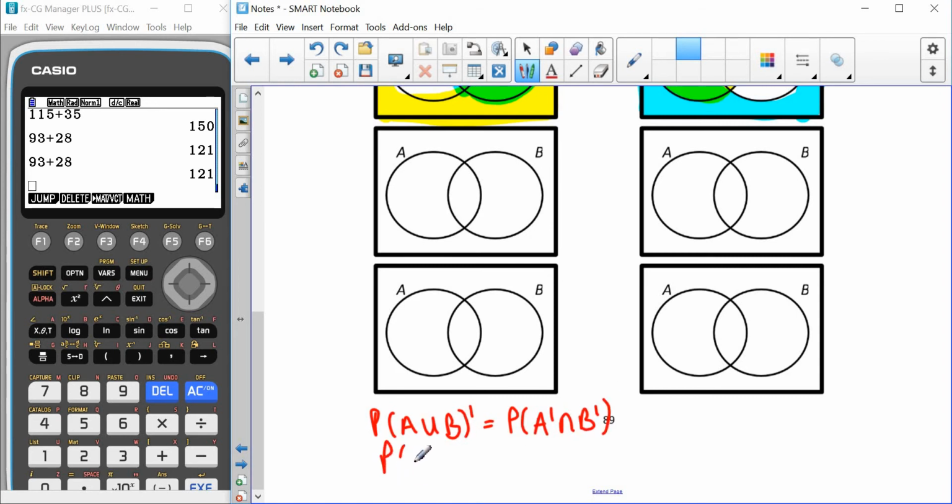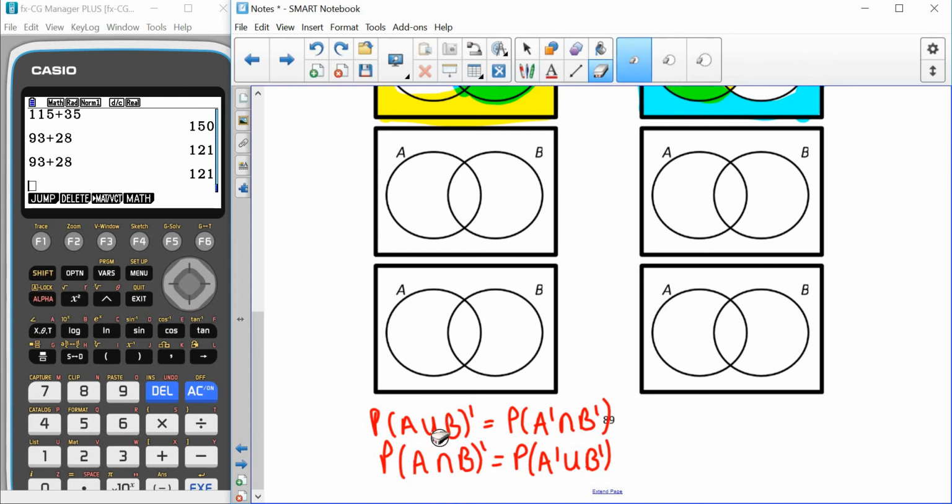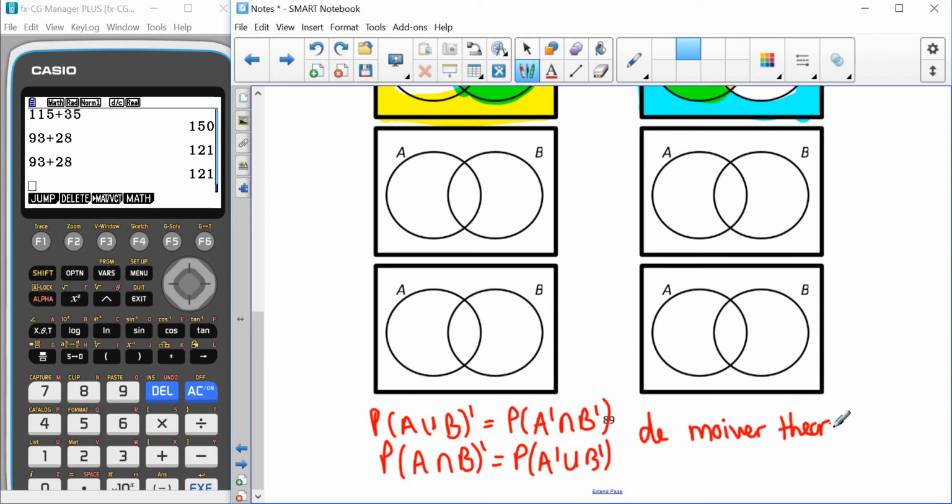And if we have the probability of A and B not, then this is the same as the probability of not A or not B. Sorry, these shouldn't have a little flick on the end of them. They should just be U shapes. And this is called, I'm going to end up spelling it wrong, so I do apologise, De Morgan's theorem.